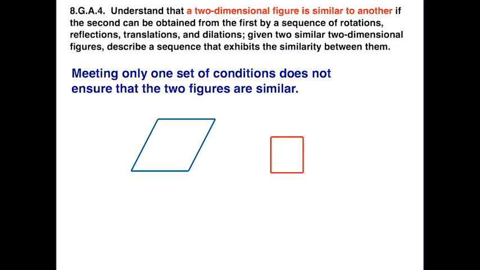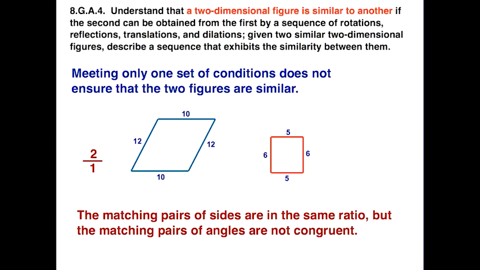For example, let's take these two. They're all in a 2-to-1 ratio. So the matching pairs of sides are okay. They're in the same ratio, but the matching pairs of angles are not congruent. That blows the idea of these two being similar.